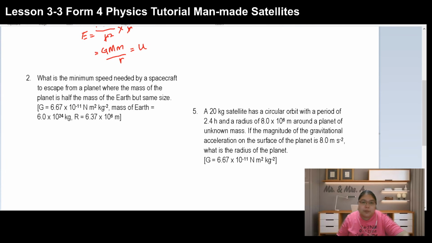Okay, what is the minimum speed? Minimum speed means you need to find the speed needed by the spacecraft to escape from the planet, where the mass of the planet is half the mass of the earth but the same size. Same size, but the mass of the new planet is half of the earth. So we know the mass of the earth is this one, and now your M becomes half. After that you need to find the velocity. Remember this is a spacecraft, so you need to find the escape velocity.